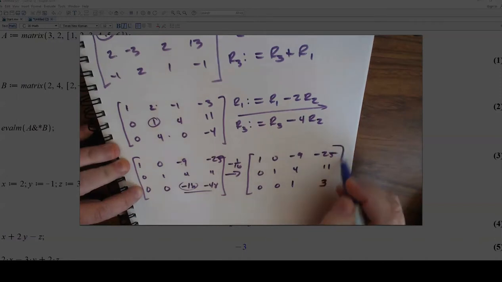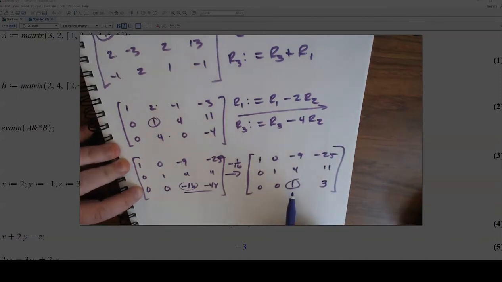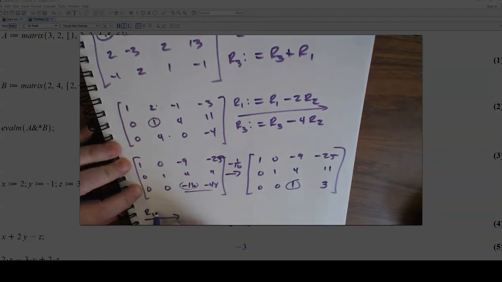Okay, so now I have my pivot here. I'm going to use the pivot to kill the 4 and the negative 9 above. So to do this, I will have R1 is equal to R1 plus 9 times R3, and R2 is equal to R2 minus 4 times R3.